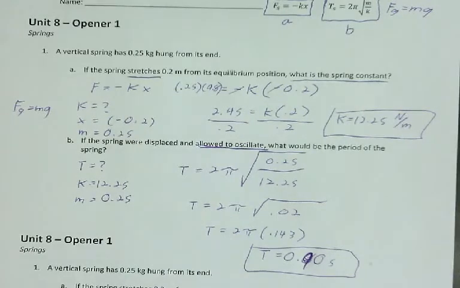Yep. I can't see the board. Did you get 2.84? For what? For the answer? For period. No, I got 0.9. Oh, I did something wrong. I can see what you did real quick.